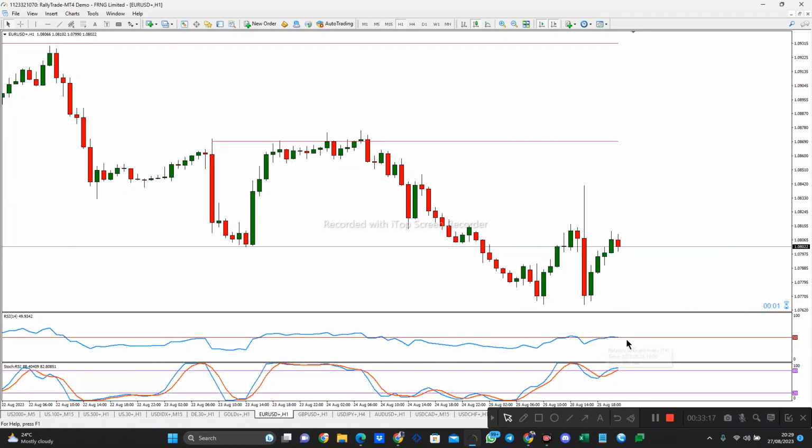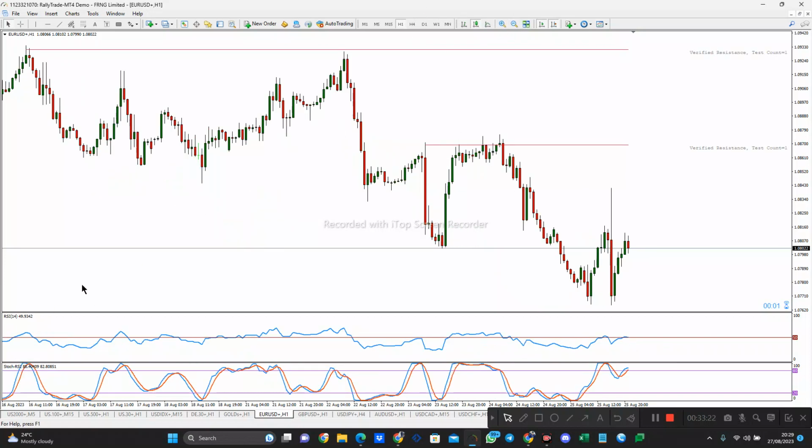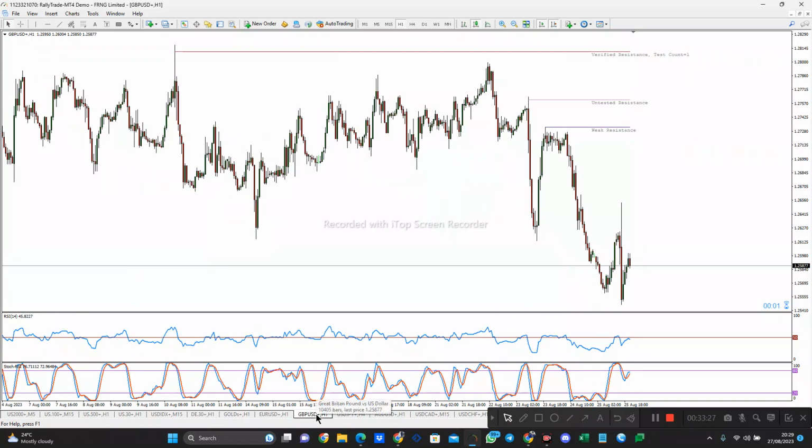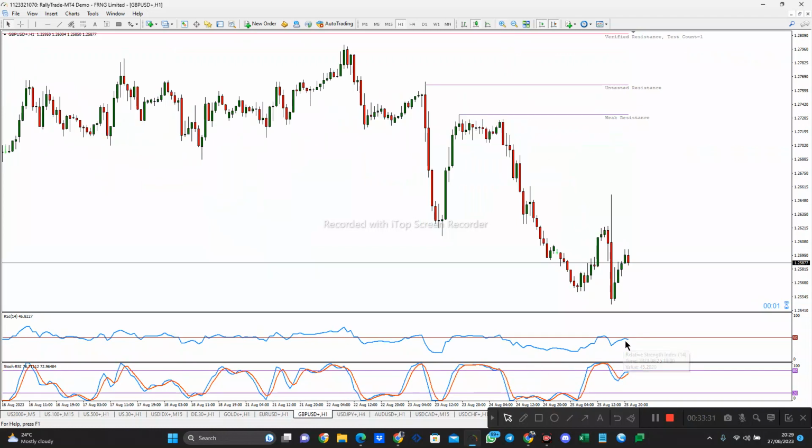Now this is kind of tricky. We don't know if this is an uptrend or a downtrend. This is like 49.9, so it's on 50, so you just have to ignore this. Now GBP USD is below 50. The RSI value is 45, so it's below 50, and it came below 50 from here.